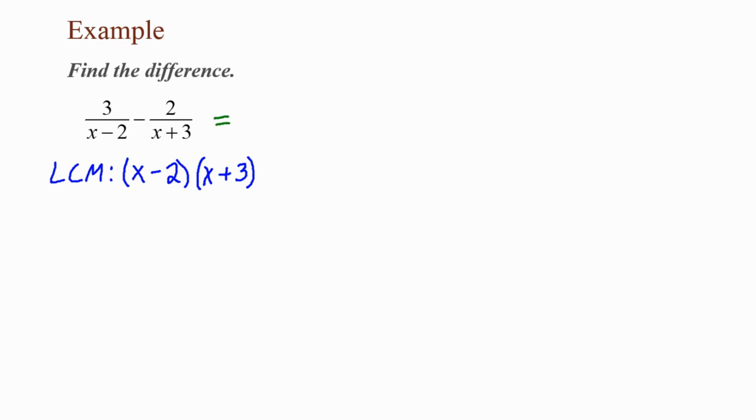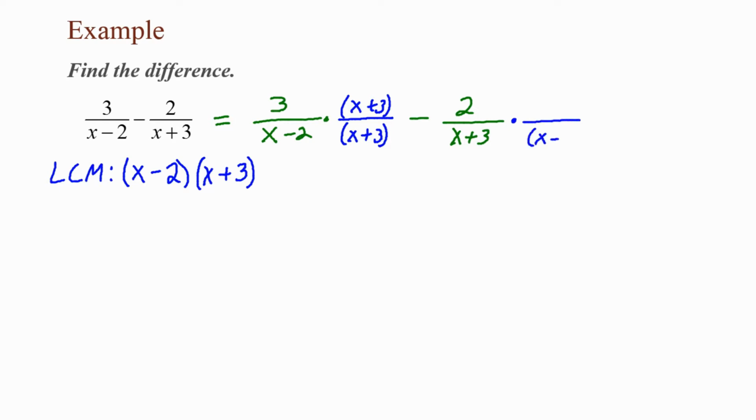So this equals 3 divided by x minus 2, and I need to multiply that by what I need for my least common denominator. I have an x minus 2, I need an x plus 3. So I multiply top and bottom by x plus 3 so that I multiply my fraction by 1. Then I want to subtract from that 2 over x plus 3. Looking at the LCM, I have an x plus 3, I need an x minus 2. So I want to multiply top and bottom by x minus 2. So now I want to distribute.